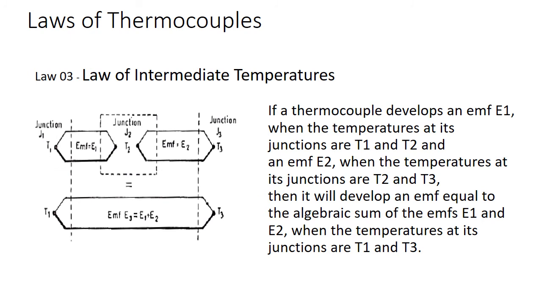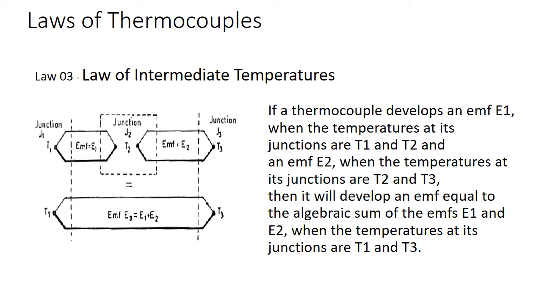Suppose that you have two thermocouples, the first one with junction temperatures T1 and T2, and the second one with junction temperatures T2 and T3. Let the first thermocouple develop an EMF E1, and let the second thermocouple develop an EMF E2. If we construct another thermocouple with junction temperatures T1 and T3, then the EMF of the new thermocouple, E3, will be equal to the algebraic sum of the EMFs of the first and second thermocouples.